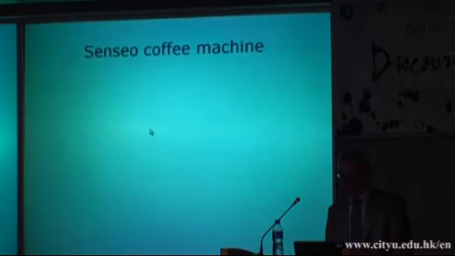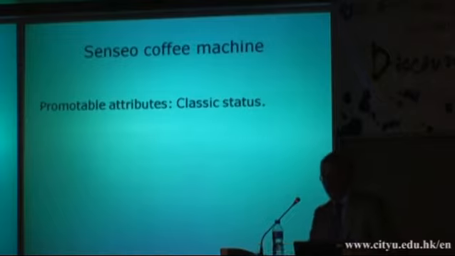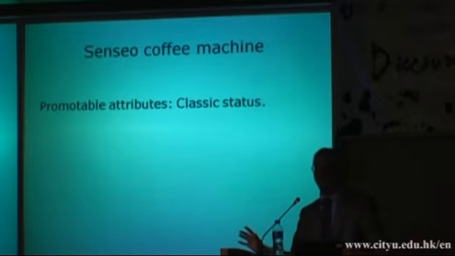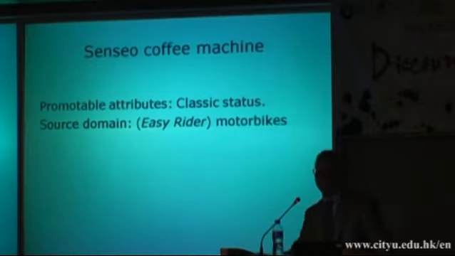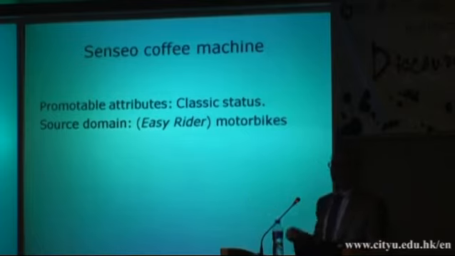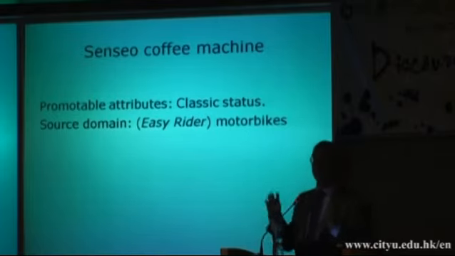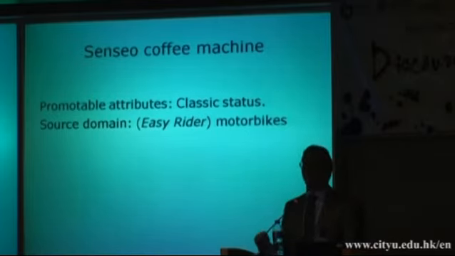Okay, so. What are the promotable attributes here? Well, what's to be promoted is the classic status, right? I mean, already a legend, even after 3 years. What's the source domain? What's the input space that provides the interesting features? I would say, well, it's motorbikes, right? And of course we are cued to see and experience motorbikes both by the visuals and by the kick-starting motor.